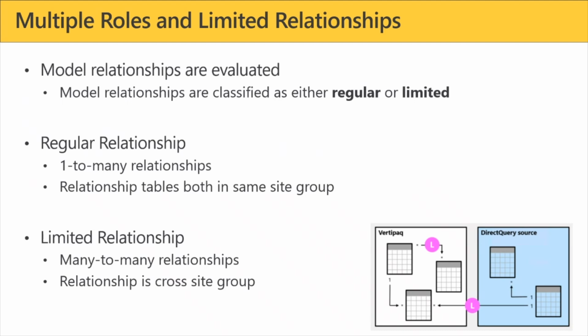The other issue is when you have many-to-many relationships, or you have limited relationships based on cross-site group relationships, you'll find that if you try to add a user to 2 or more roles, it will complain and say that there's this known issue where data might leak. So it's just going to fail and not let you do that.